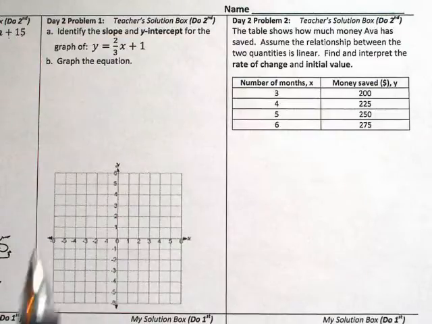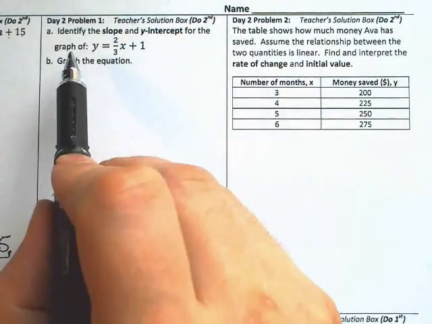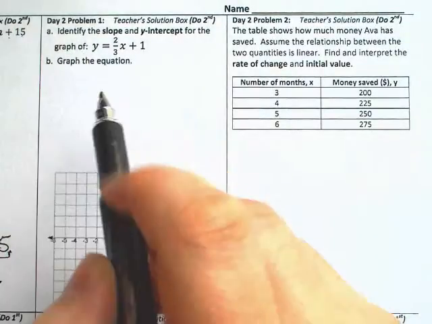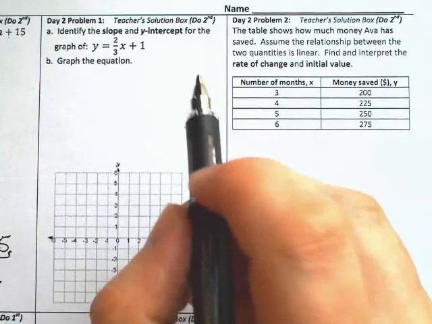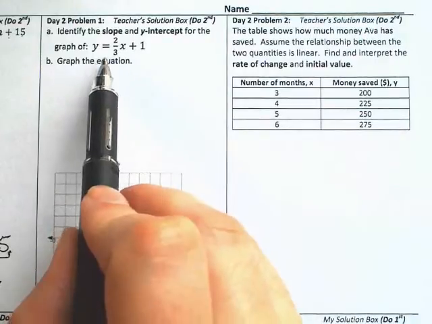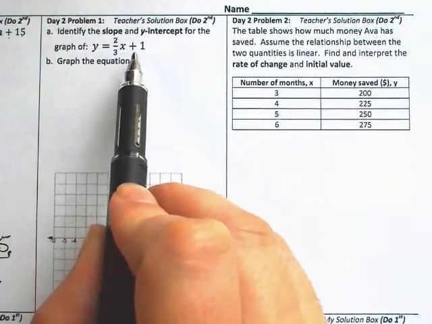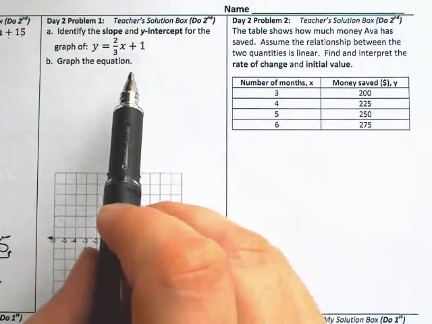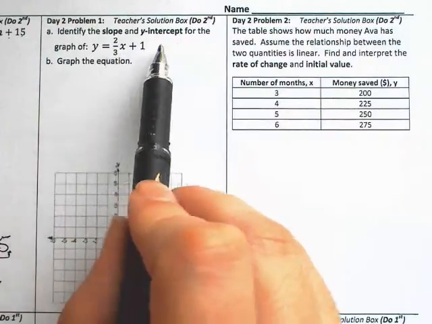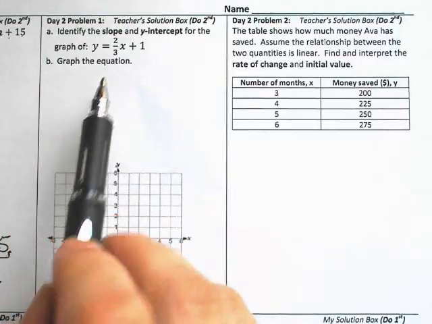Day 2, problem 1. This problem has two parts, a part A and a part B. In part A it says, identify the slope and the y-intercept for the graph of this equation, y equals 2/3 x plus 1. And once we know the value of the slope and y-intercept, then we'll be in a position to do part B, which is to graph the equation.